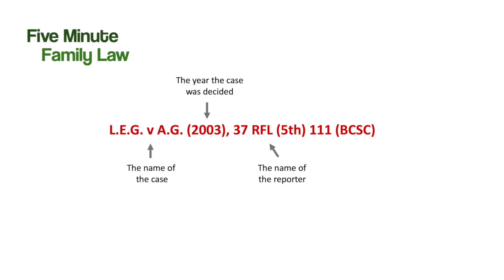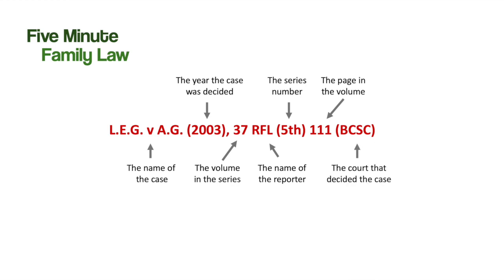Anyways, getting back to this case. So the Reports on Family Law is the name of the reporter series. Fifth stands for the series, and each series usually has 100 or more volumes within it, and 37 is the volume in the fifth series where you will find this case printed, and the case appears beginning at page 111, and the decision is a decision of the British Columbia Supreme Court. And so, if you wanted to say this as a sentence, you would say, I am referring to the case of LEG and AG, which you can find at page 111 of the 37th volume of the fifth series of the Reports on Family Law.